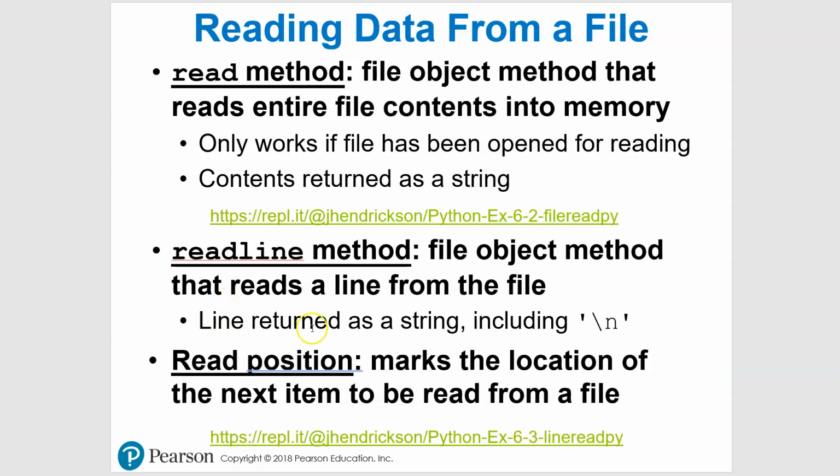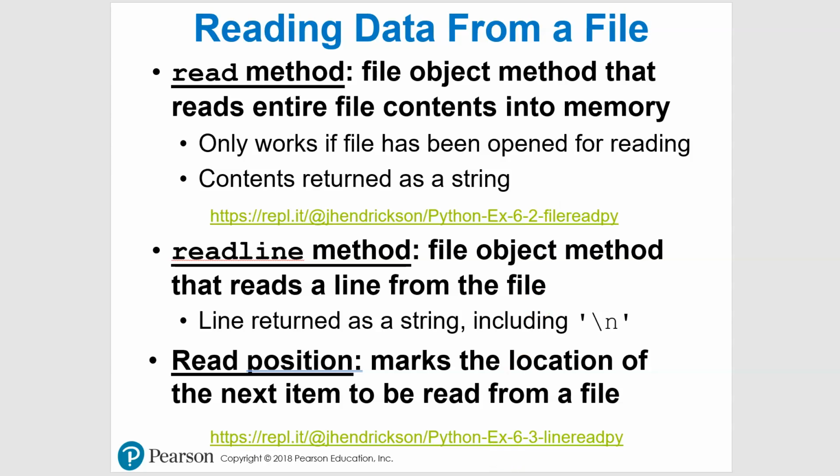So the line is returned as a string, and it includes the \n in it. So it makes it a little bit weird. You'll see in a second. And then our read position is just the next place that it's going to go down and read from, the next item that it's going to read after that.